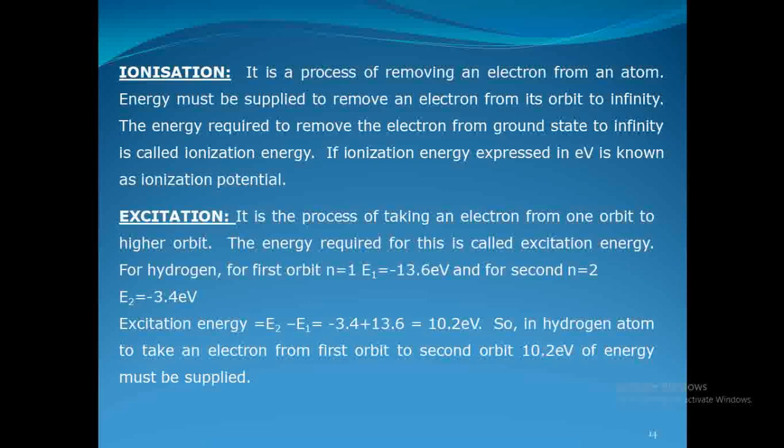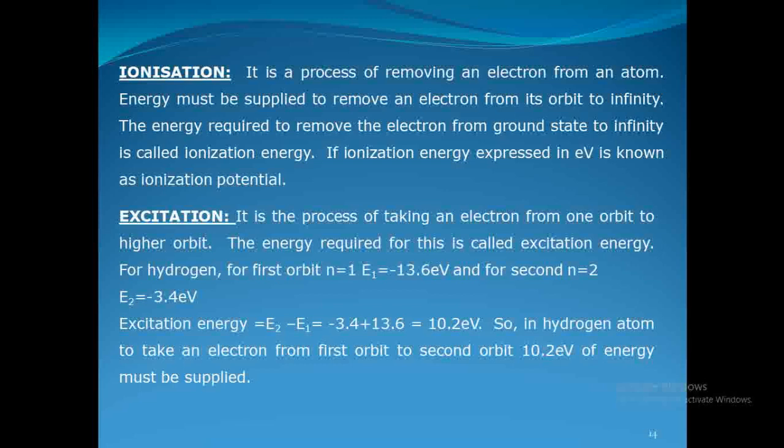Now let us look into the process of excitation. Excitation is nothing but the process of taking an electron from one orbit to any higher orbit. The energy required is called excitation energy, right? Excitation means going from a lower energy level to a higher energy level. The process is called excitation and the required energy is called excitation energy.